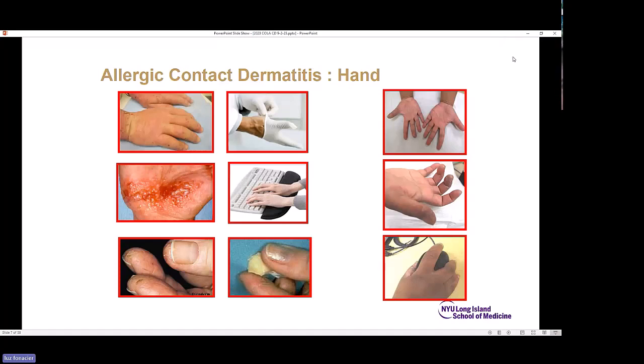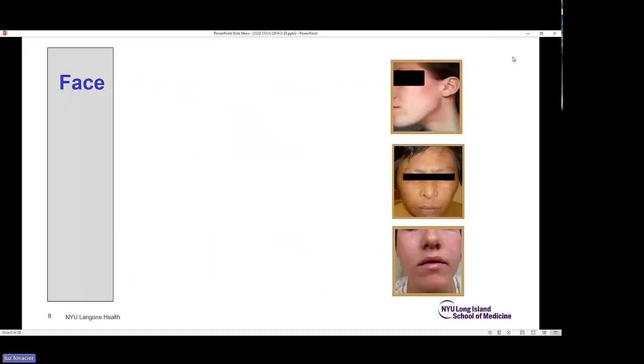But all of them have locations that could suggest what the allergens are. But most of your patients may not have these locations, and therefore you need your patch test. Moving on to the next most common is the face.